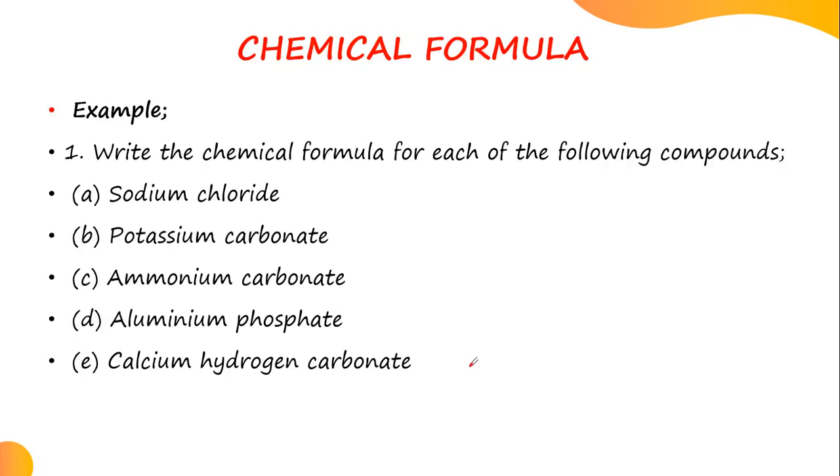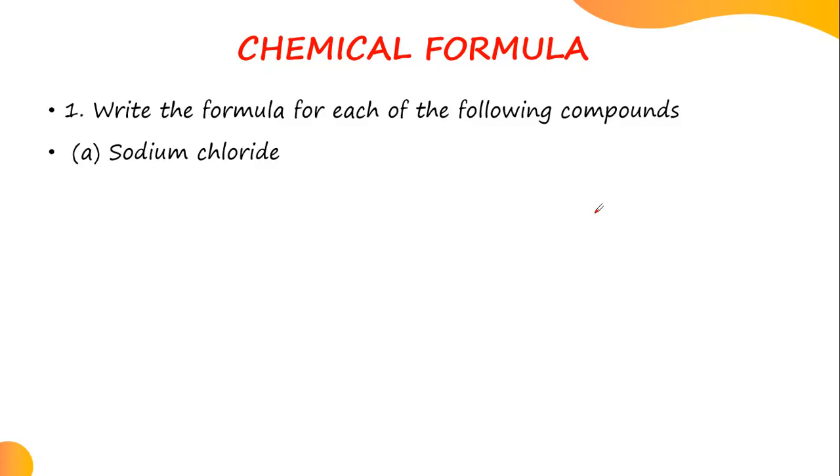Then let's go to the questions now. So what's the question saying? Write the chemical formula for each of the following compounds. Let's start with sodium chloride. If you remember the steps now, the first step was to write the symbols for the combined elements or radicals. Sodium chloride, these are elements. You can find them on the periodic table. So let's start. What's the symbol for sodium? If you check on the periodic table, sodium is Na.